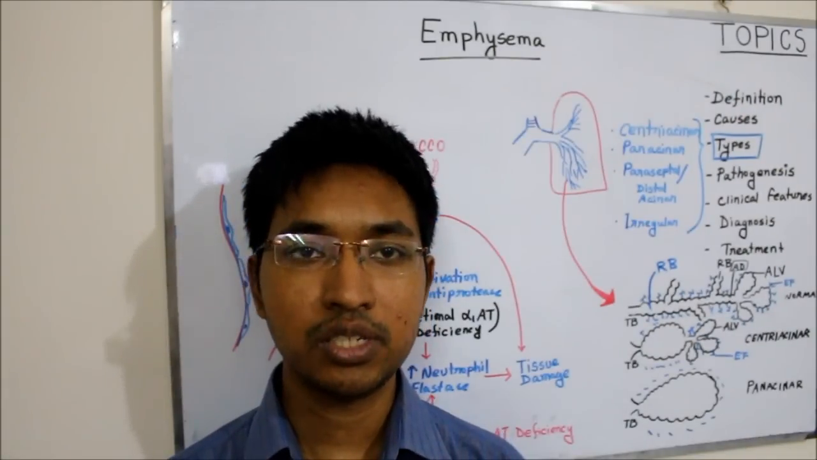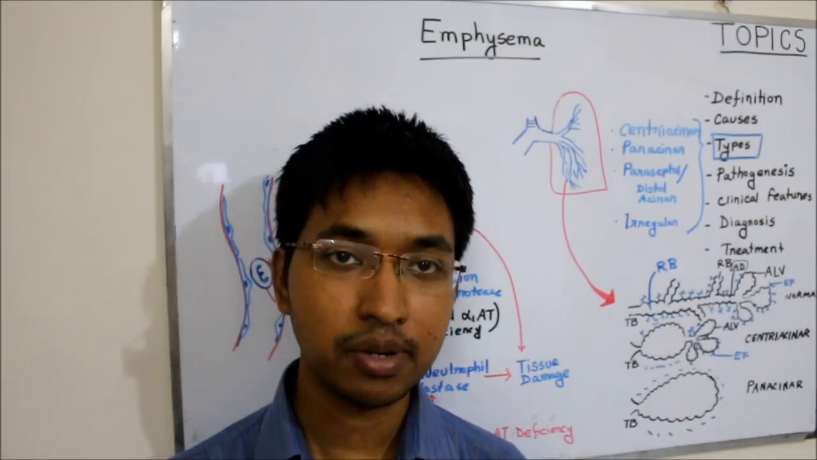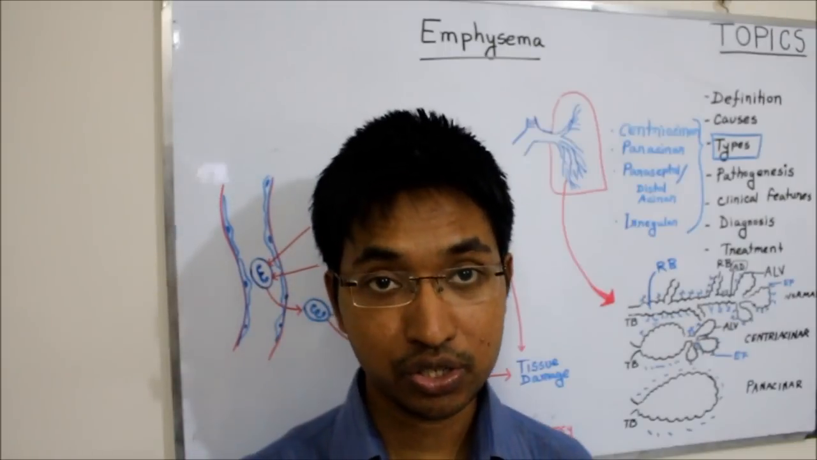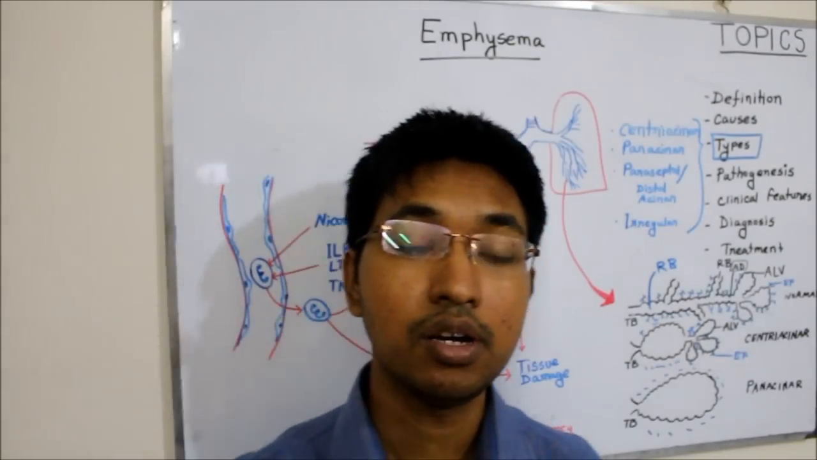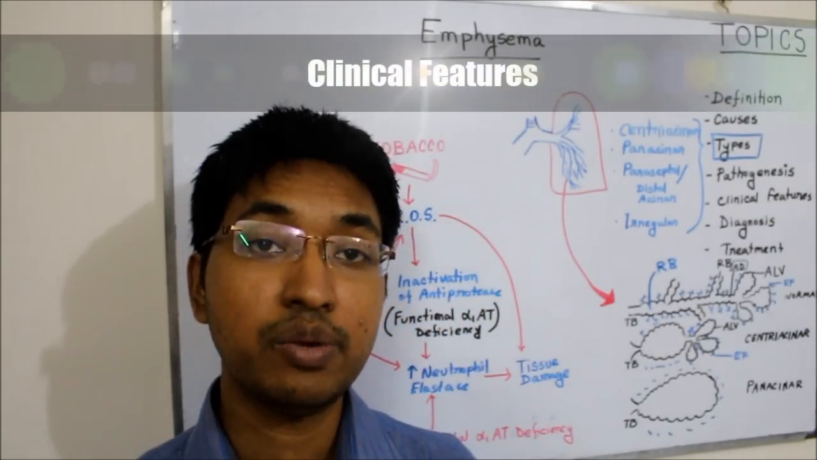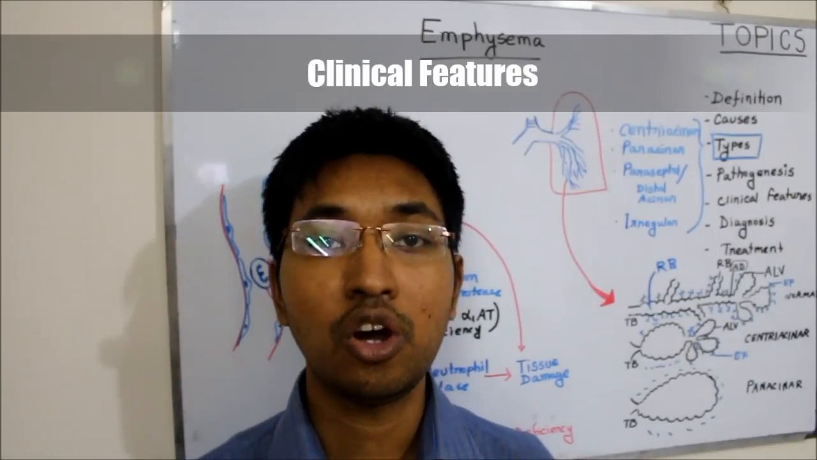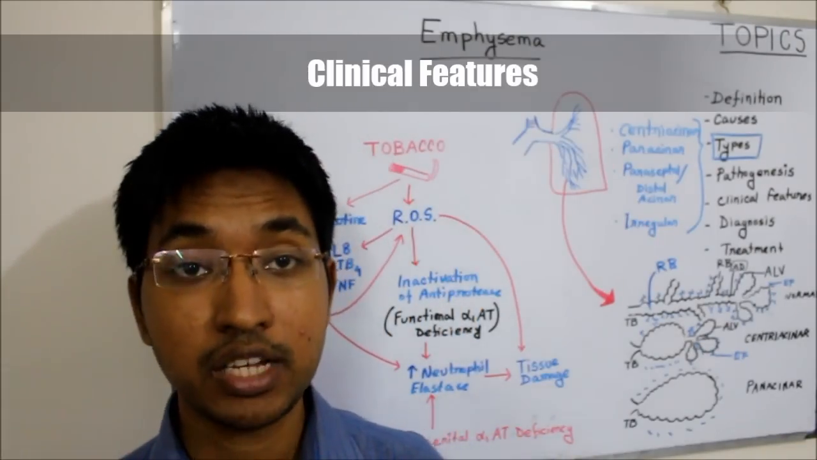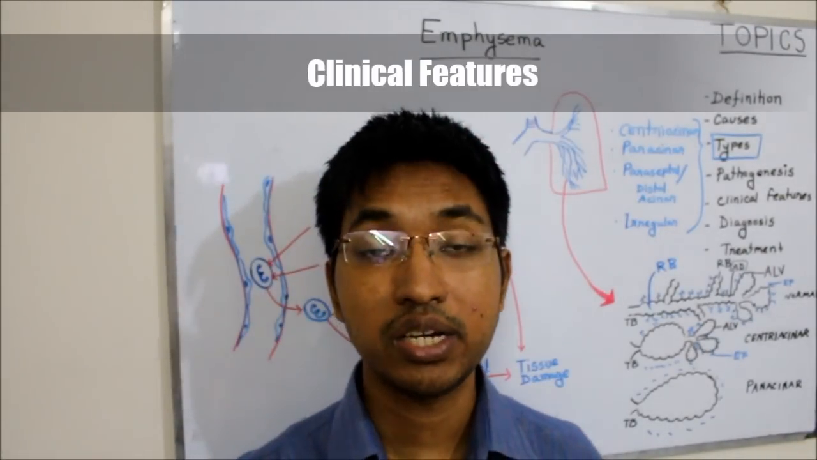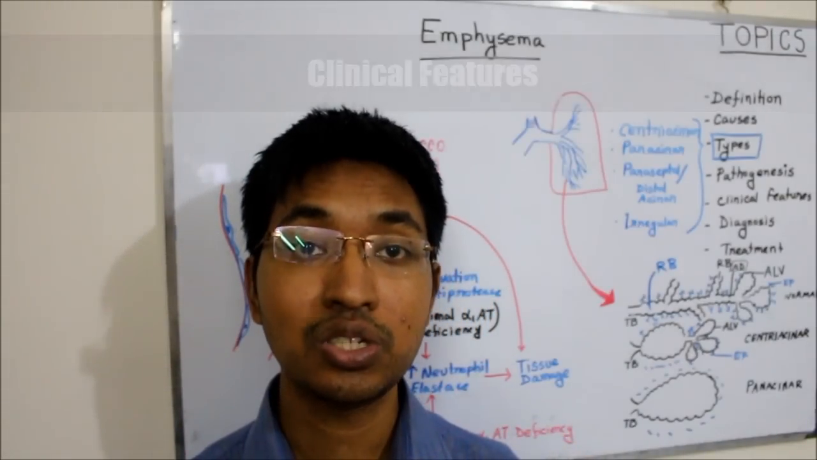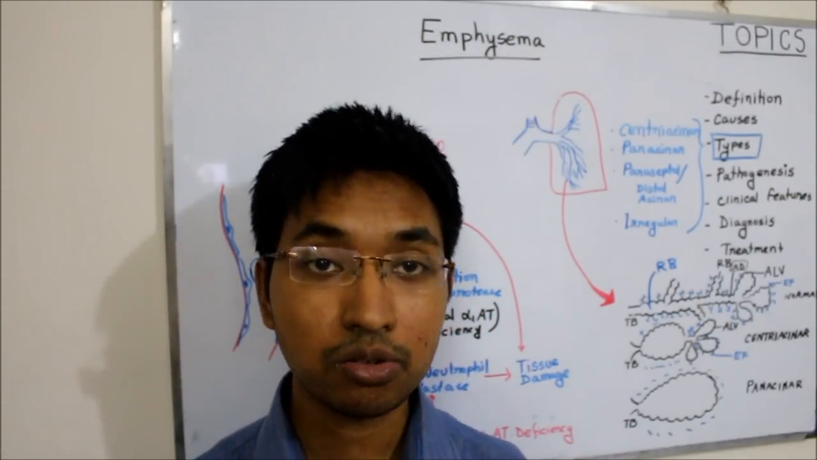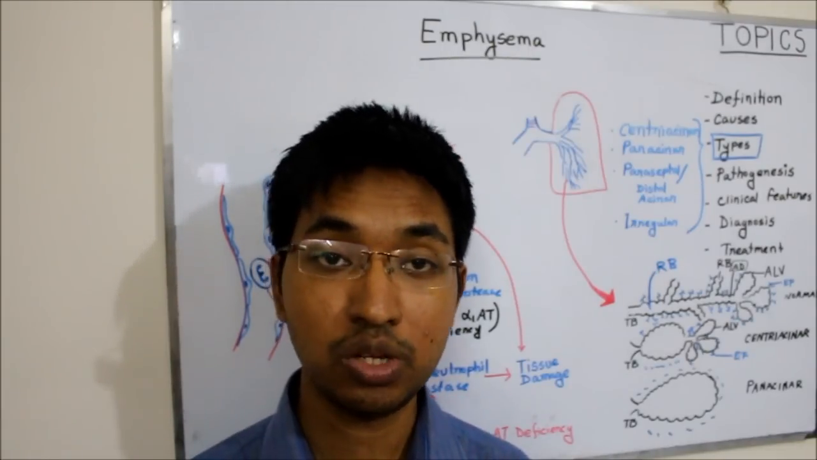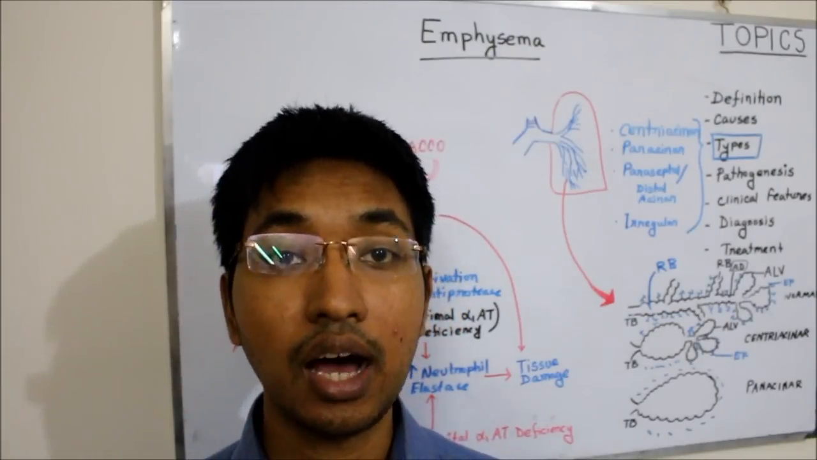So now that we have discussed the pathogenesis of emphysema, we will move on to the next topic and discuss its clinical features. One thing you have to remember, the clinical features of emphysema usually do not appear until at least one third of the lung parenchyma has been affected. The classical clinical features of emphysema include dyspnea, that is difficulty in breathing, and a barrel-chested patient, that is, the patient will have hyperinflated lungs.